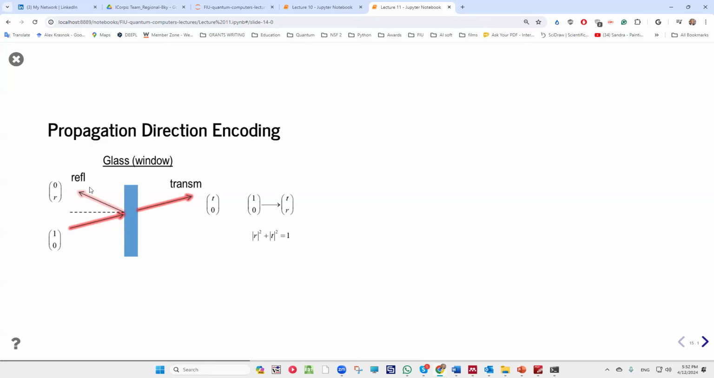Okay, so any window, any piece of glass, everything that reflects and transmits light can be considered as the simplest optical qubit, right? So the photon in the superposition of these two is already kind of a qubit. This is how simple it is.